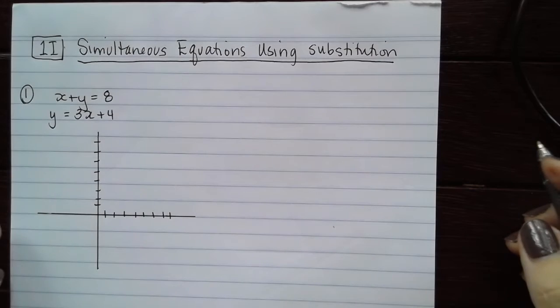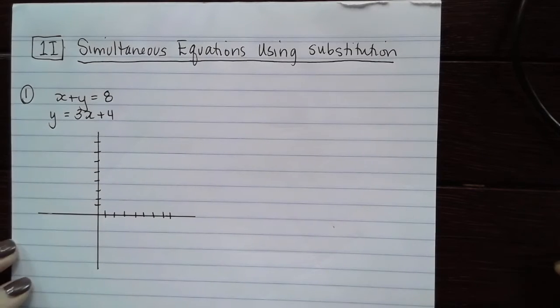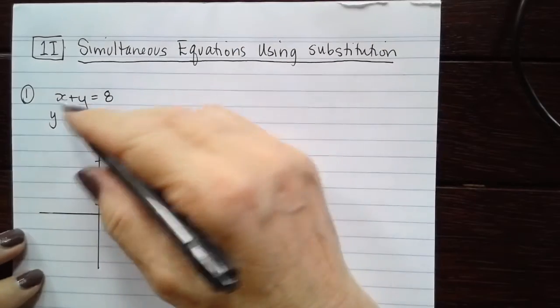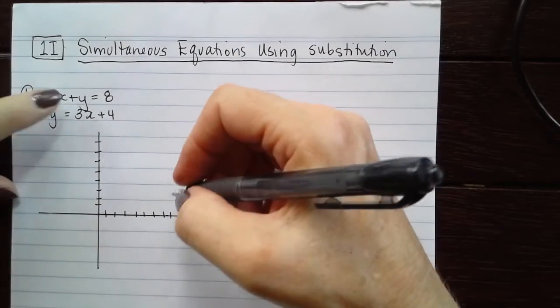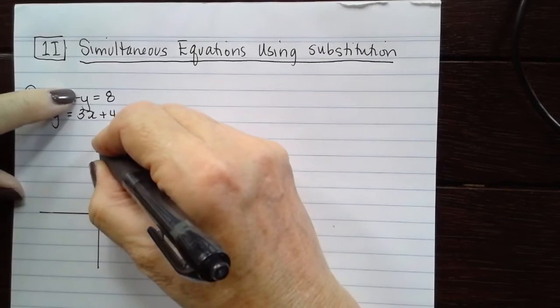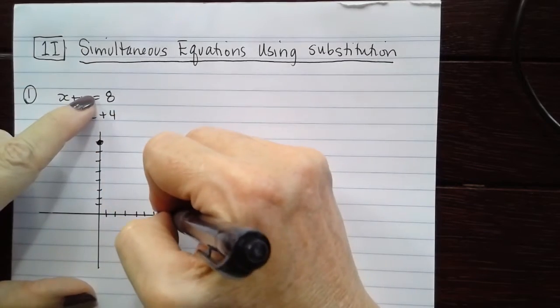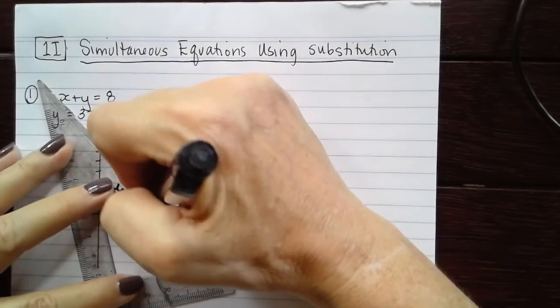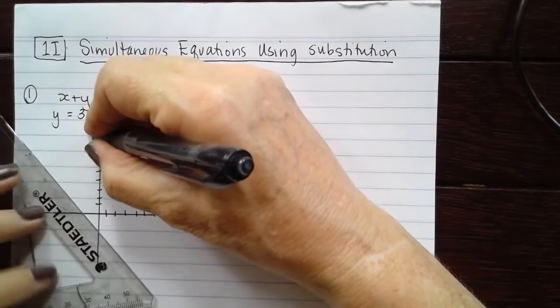Okay, girls, this is 1I, simultaneous equations using substitution. So what happens is I get two equations. I'm just going to graph them quickly. I'm going to use this intercept method and say the y-intercept is 8, the x-intercept is 8, and then I'm going to grab my ruler and do this. If I had a really good piece of graph paper, this would turn out a lot better.